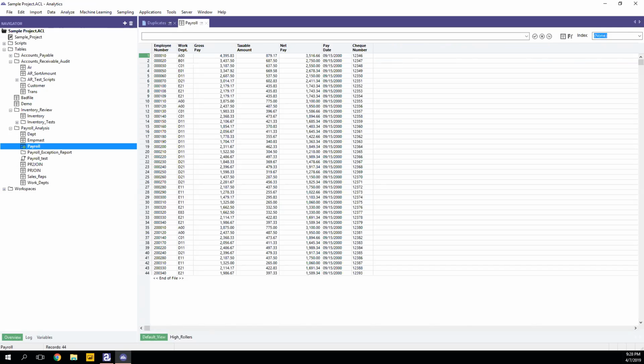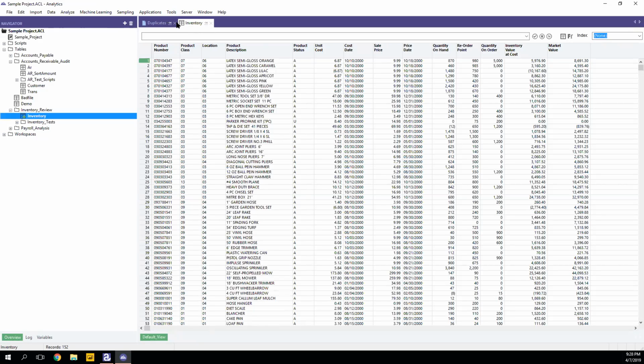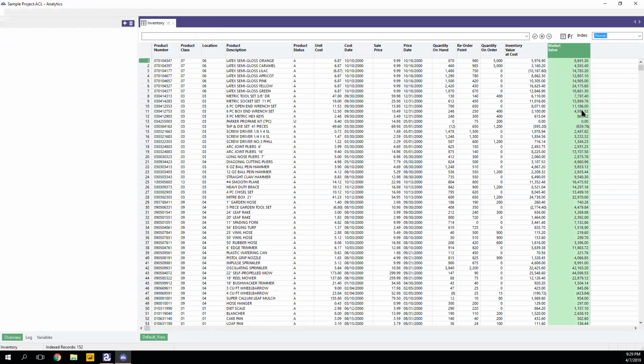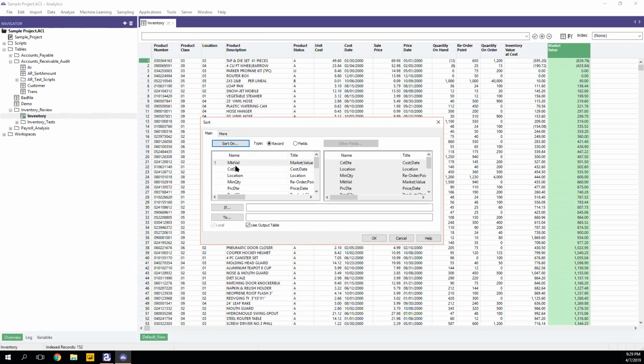Use the sort command to sort the inventory table by market value. So let's go find the inventory table. Get rid of that. Here's the inventory table. Now it's long. Sort it by the market value. So I just use a right click. I could also do a sort, I think. Data, sort, by market value, by customer date.